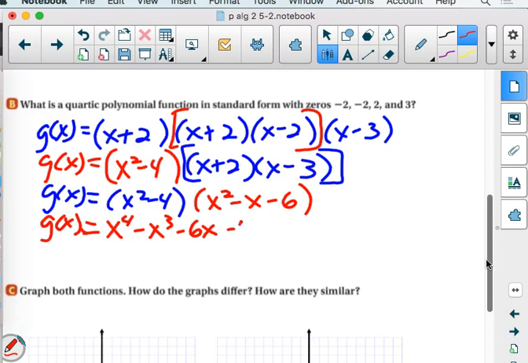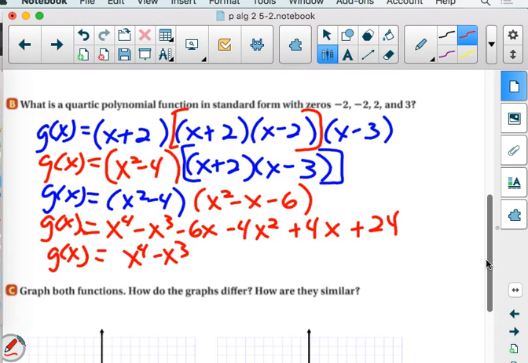Negative 4 times x squared is negative 4x squared. Negative 4 times negative x is plus 4x. Negative 4 times negative 6 is plus 24. And now all we do is combine like terms. So g of x equals x to the 4th minus x to the 3rd. We have a negative 4x squared.